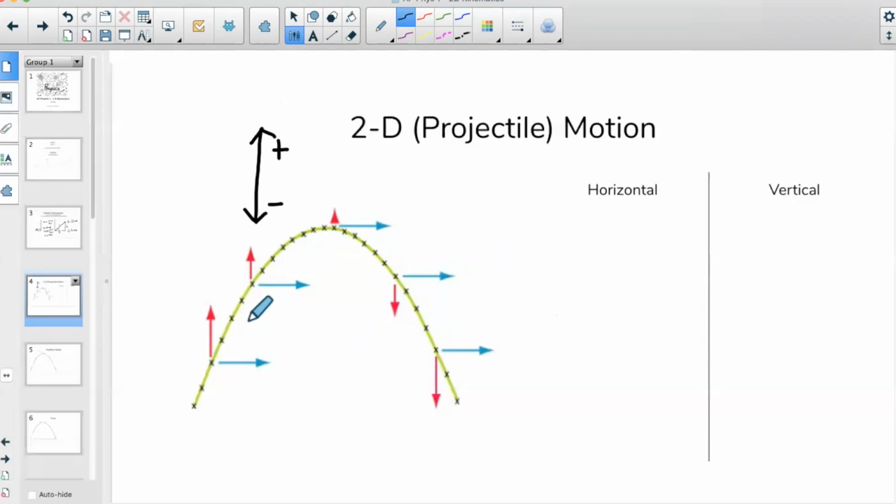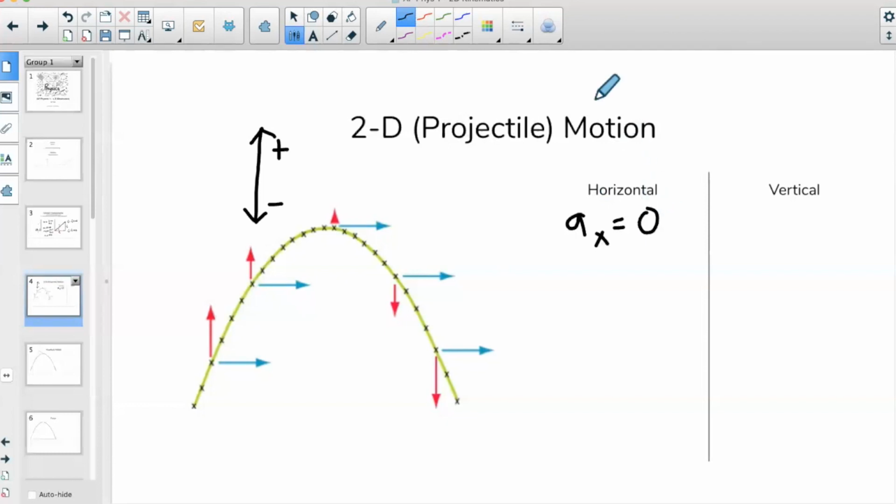Now, it makes sense since the particle starts vertically, and since there's a negative acceleration, which is downwards, it eventually turns to a downwards velocity. However, we know that there's no horizontal acceleration necessarily, and since we can assume that there's no resistance, the particle's horizontal velocity always stays the same. And this is very useful because then we know that in horizontal motion, the particle's acceleration is 0.